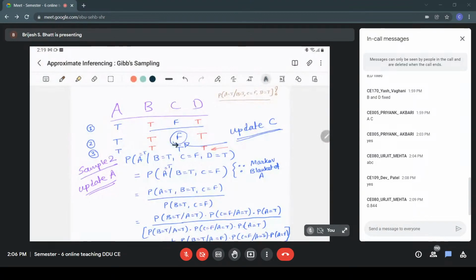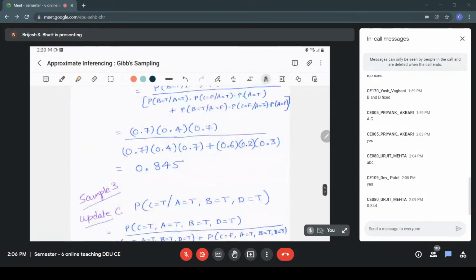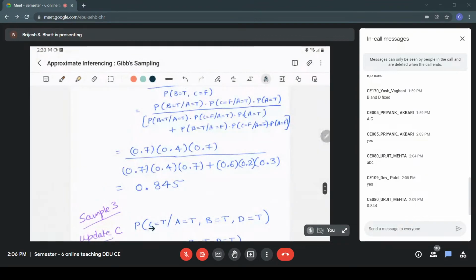Now the next task is to update the second random variable, which is not an evidence variable, that is C. So now calculate for C. While you are calculating for C, you believe that A is equal to true, B is equal to true, and D is equal to true. Given that A is true, B is true, and D is true, what is the probability that C is also true? So we ask the question, what is probability of C is equal to true given A is equal to true, B is equal to true, and D is equal to true?